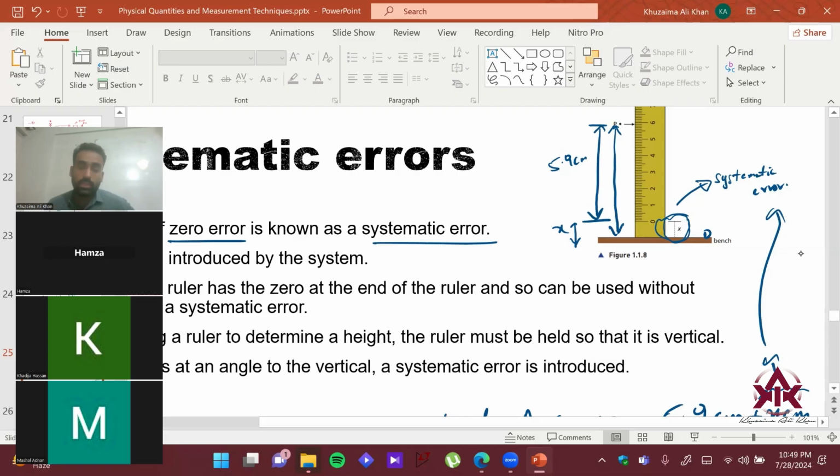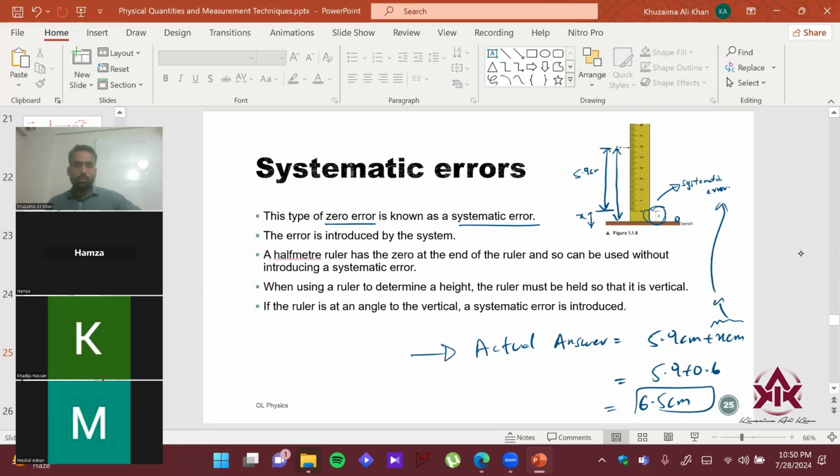Okay. We also see it in vernier calipers and micrometer screw gauge. These are basically two instruments used to measure the length. उसके अंदर भी होता है हमारे पास zero error, right? We will see what is that zero error there. So a half meter rule has a zero at the end of the rule, so that it can be used without introducing systematic error. Okay. So let's say this was a meter rule. ठीक है. So instead of this, you can use a half meter rule. उसके अंदर जीरो हमारे पास अलाइन होता है from the starting में, ठीक है. तो उसमें error आएगा नहीं.